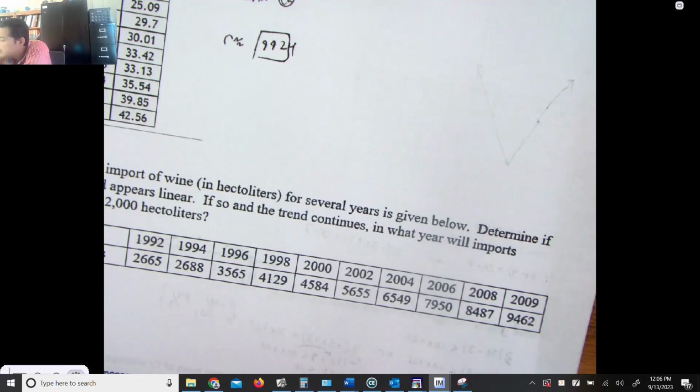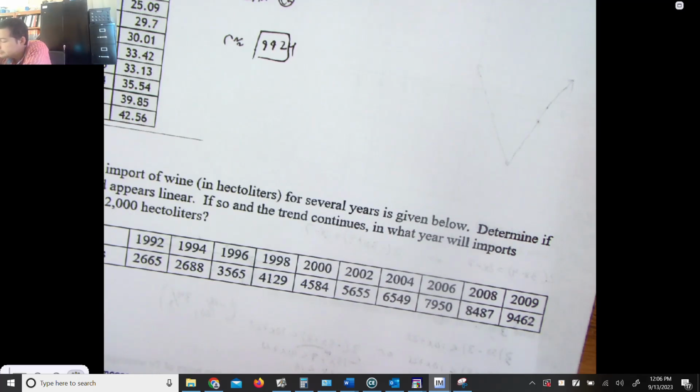For several years as given below, determine if the trend appears linear. If so, and the trend continues, in what year will imports exceed 12,000 hectoliters? What a weird measurement, a hectoliter. Whatever.